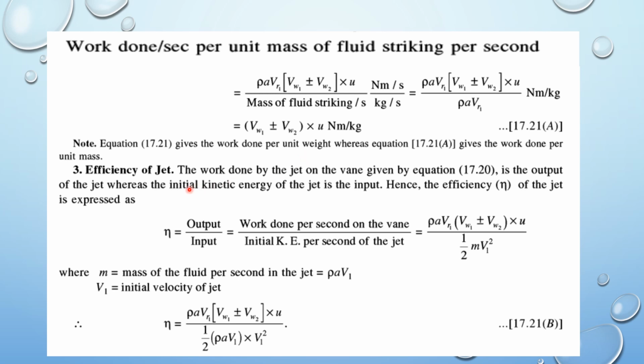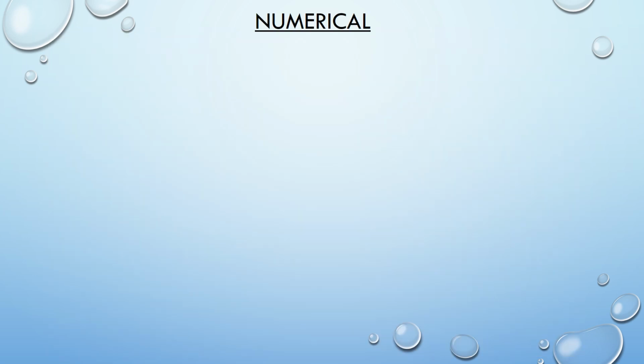And finally, you have to find out the efficiency of the jet. Output remains the same, that is work done per second is the output, and input, as we have seen in the last few problems in the last video session, is the initial kinetic energy, which is equal to half m v1 square, and finally you get the expression of efficiency like this. Now we will look into some numerical problems to better understand this portion.